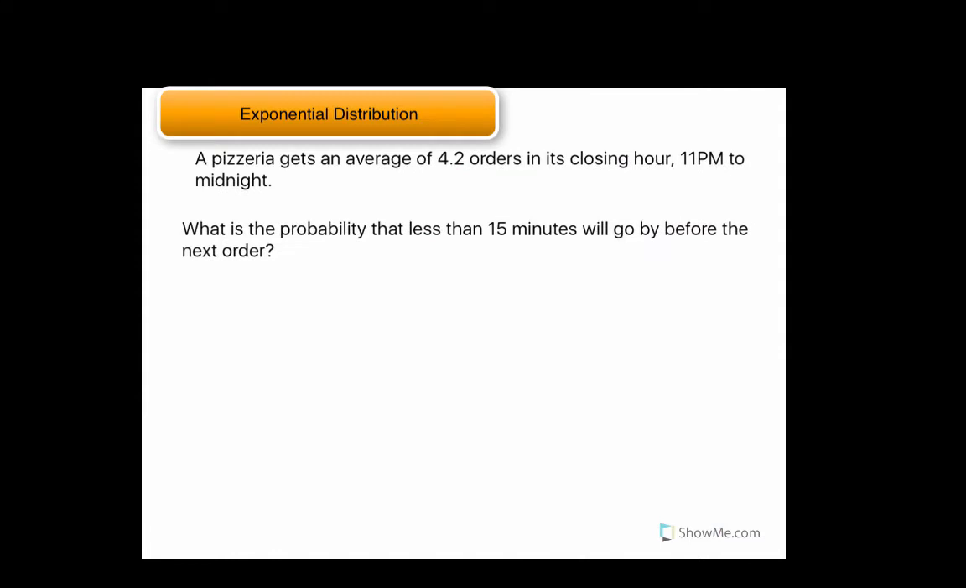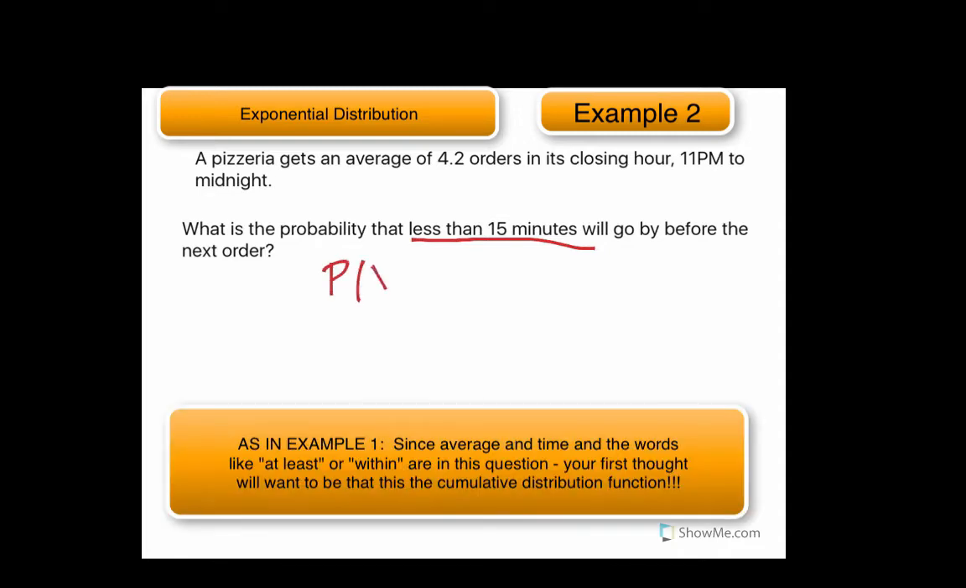So now we have a similar example. We start off with the same pizzeria, still an average of 4.2 orders. And now we want the probability that an order is ready in less than 15 minutes. So again, words like less than tell you want to use the cumulative distribution function. So I'll write that again just to remind us what it is.